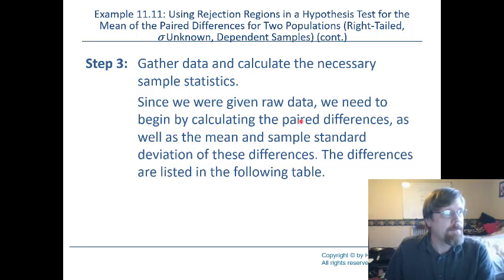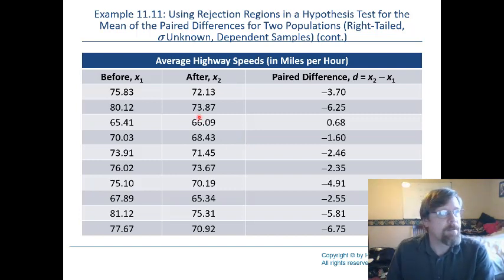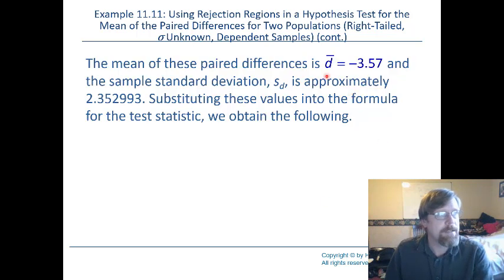We've got the raw data, so we need to calculate the paired differences and then the mean and standard deviation for those differences. We can do this here. There's before and after. We can calculate the difference. Then we can take this and calculate the mean and standard deviation as such. Negative 3.57 and standard deviation of 2.35293.